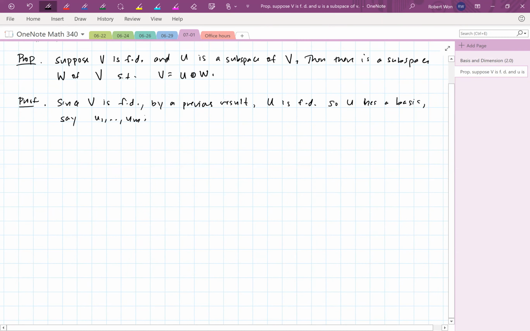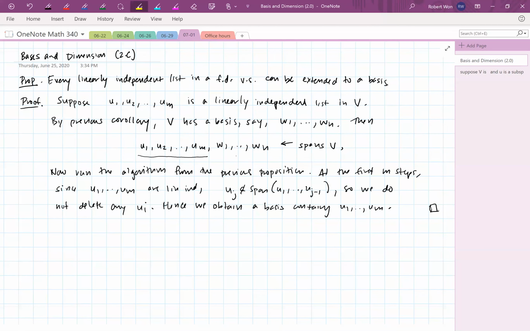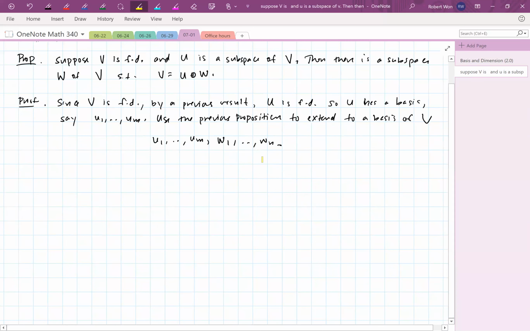Well, now we know that we can extend this list to a basis for V. So now use the immediately previous proposition to extend to a basis of V. We start off with the U's and then we add W1 up through Wn. I should mention that these W's aren't exactly the same thing as the W's in that proposition, because there these W's formed a basis of V, and then we threw some of them out. So when I've written the W's here, I've thrown out the ones I don't need. So now this whole thing is a basis of V.